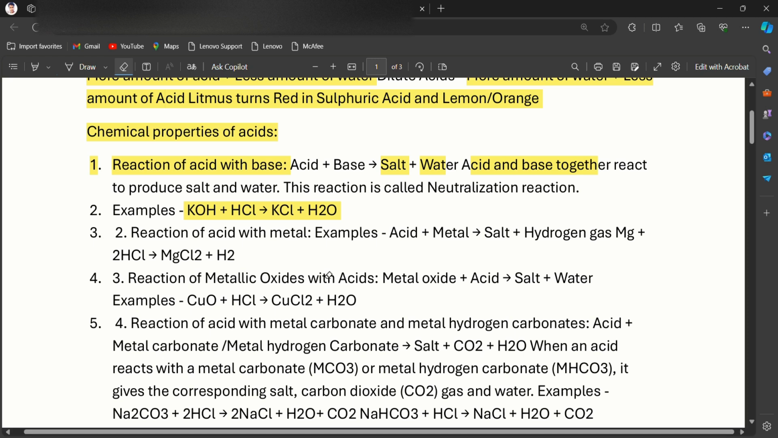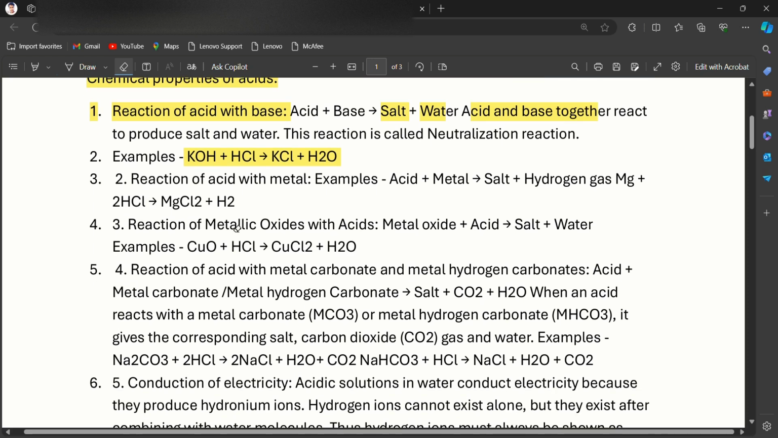Okay, so the conclusion is that when we react acid with base, it gives salt plus water, and when we react acid with metal, then it also gives salt plus, not water, it gives hydrogen gas.